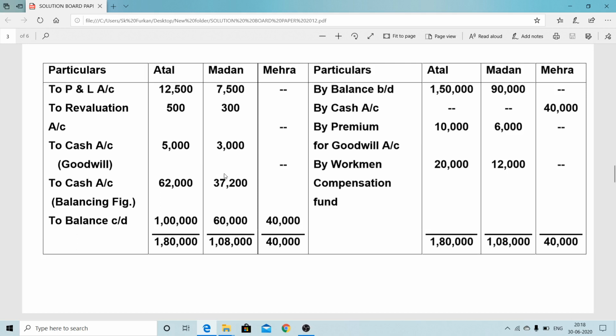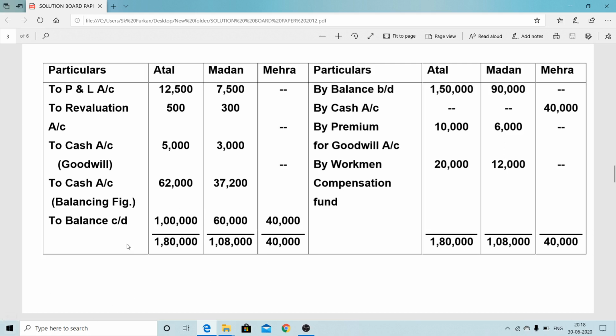37,200. This amount. Or that way, if you cannot do it, then what will we do? Now first we will write here total 1,80,000. Here also write 1,80,000. After that, minus this to find the balance CD, and this balance CD again we will write here by balance BD. After writing by balance BD, again to balance CD on this side, that is the new capital 1,60,000 and 40. After all, we can compare which side has a shortage, and on that side we can put cash, to cash.